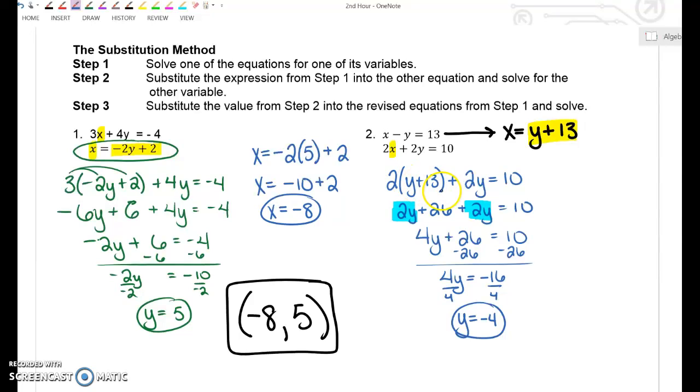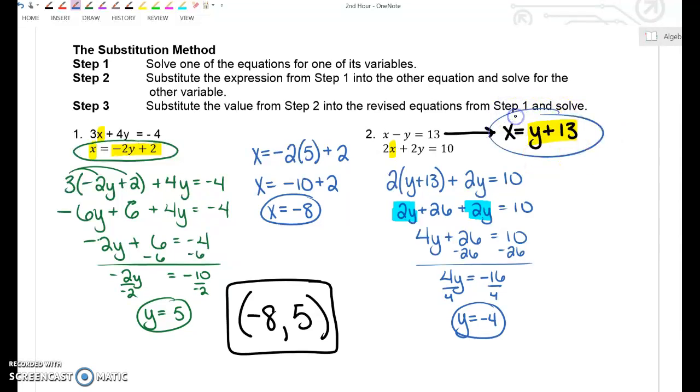Distribute your 2 into the parentheses. Combine the 2y and the 2y to get 4y. Subtract 26. Divide by 4. You should get y equals negative 4. Now, you've got some options. You can plug negative 4 into the original first equation, the original second equation, or your revised first equation.